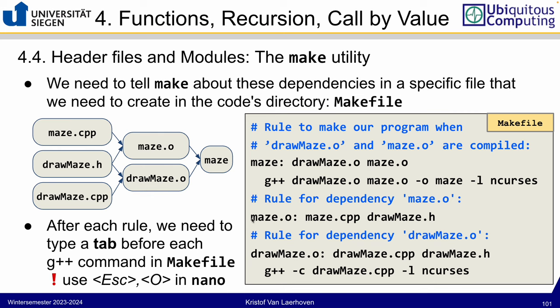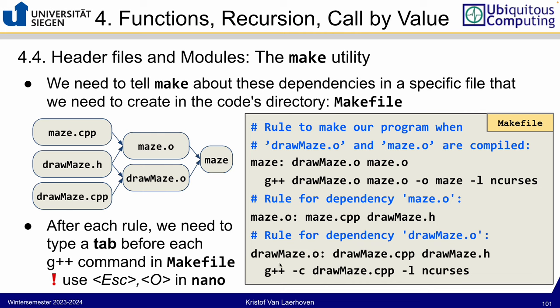Well, it goes to look for the rules mace.o and drawMace.o. Then it looks for the dependencies of those two. Mace.o depends on mace.cpp and drawMace.h, whereas drawMace.o depends on drawMace.cpp and drawMace.h. That's exactly our dependency graph over here, or how the files were structured, right?